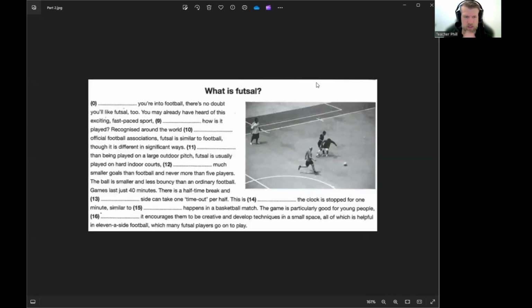So part number 2, at first glance, looks very similar to part 1, as there is a short text with 8 gaps. But you can also see that there are no possible answers available to us this time, which means that we have to find the one word that is missing in each gap.